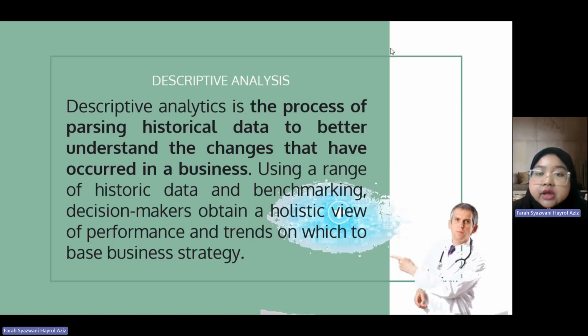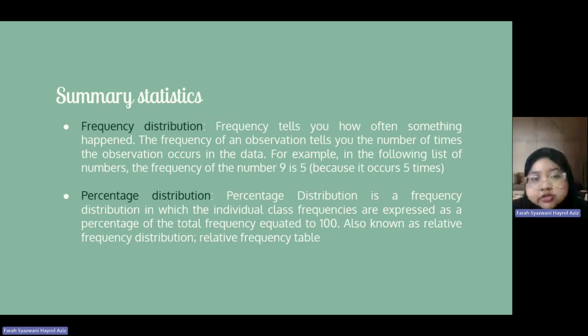Using a range of historic data and benchmarking, decision makers obtain a holistic view of performance and trends on which to base business strategies. So we have frequency distribution or percentage distribution under the descriptive data. Frequency tells you how often something happened. The frequency of an observation tells you the number of times that the observation occurs in the data.